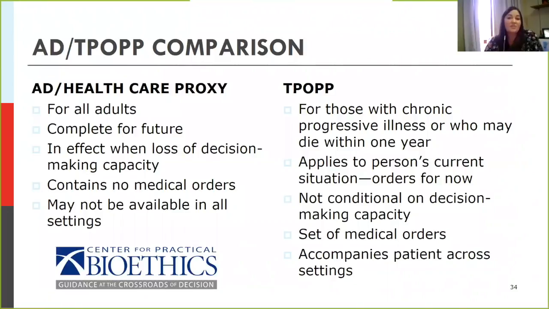It's not really in effect until we've lost decision-making capacity, at least related to the healthcare proxy. And there's no medical order in any of those advanced directive documents except for the out-of-hospital DNR, which is good for people who are living at home. But also, the advanced directives may not be available in all settings. So someone may show up to the hospital in an incapacitated state, and the hospital may not have a copy of those advanced directives, right? The TPOPP, on the other hand, is for people who have chronic progressive illness or may die within 1 year, and it applies to a person's current condition, current situation, rather than potentially in the future. And it's not conditional on decision-making capacity, and it's actually a medical order signed by a physician, and it's meant to accompany the patient across settings.